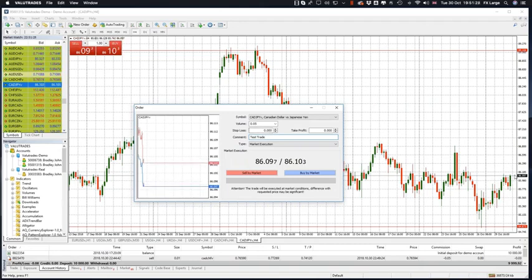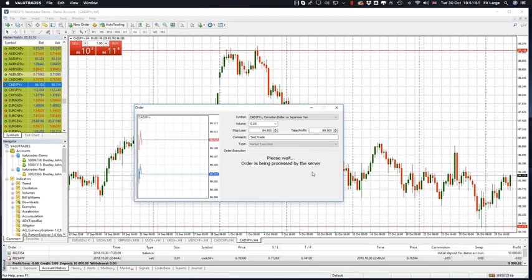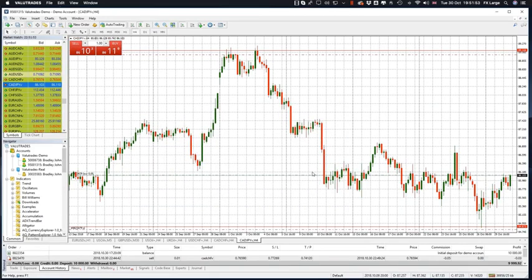Okay, I want to enter the trade here, and I want my stop loss at 84.8, so I can simply type it in. And I want my take profit up here at 89 yen. So again, it's a market execution. This is a buy trade. We want to go long. And our order's been placed.